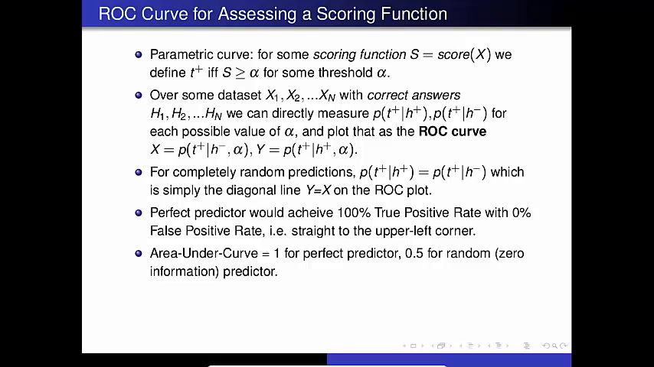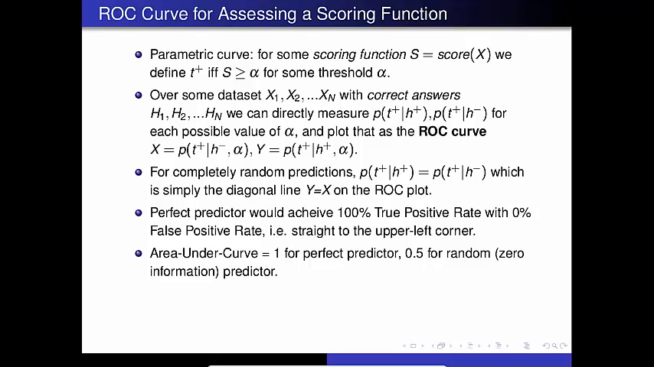So what would happen if our scoring function was completely worthless, with no predictive value whatsoever, just randomly picking things out of your data set? Then your true positive performance would not be any better than your false positive performance. In other words, the probability of a positive test result T plus given a case that should be positive, H plus, is exactly the same as the probability of T plus given a case that should not be positive, H minus. That shows up on this ROC curve as just a diagonal line, y equals x, going from 0 to 1.